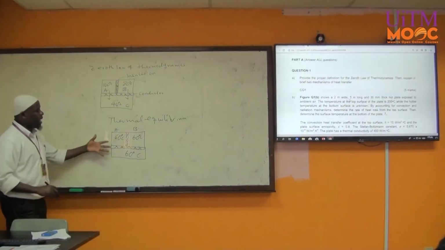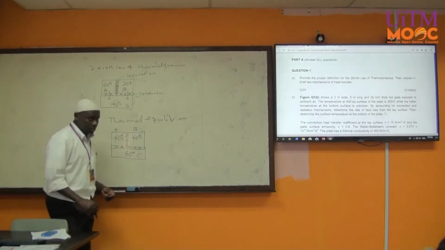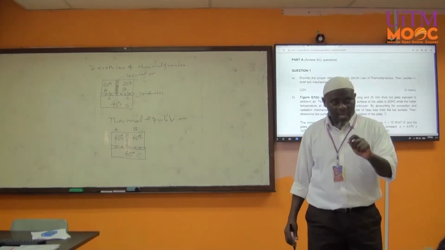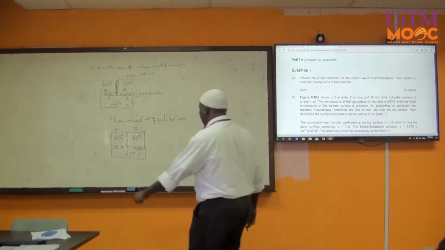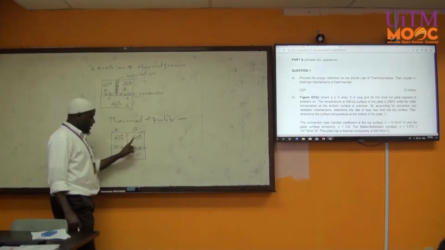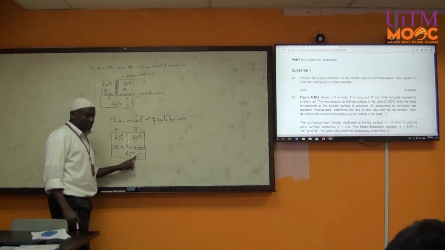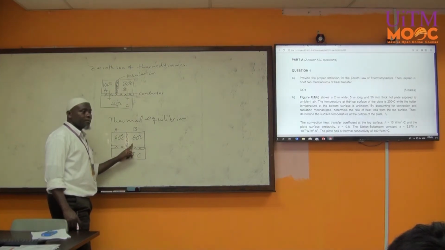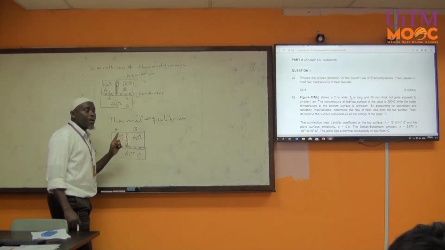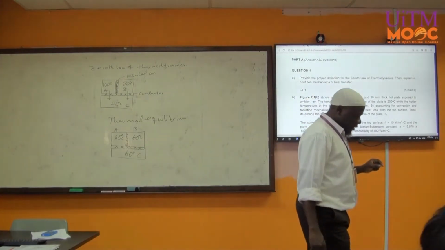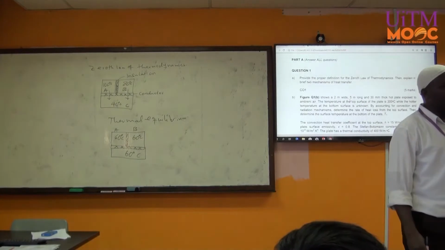This gives rise to the definition for the zeroth law. The zeroth law of thermodynamics says that if system A is in thermal equilibrium with system C, and system B is in thermal equilibrium with system C, then A and B are in thermal equilibrium with each other. That's the classical definition. The zeroth law of thermodynamics gives rise to the concept of temperature.